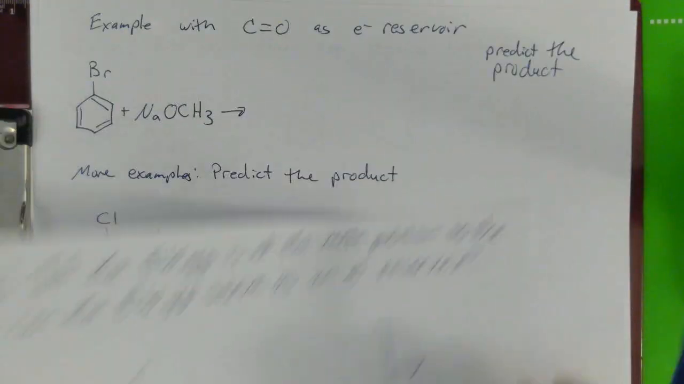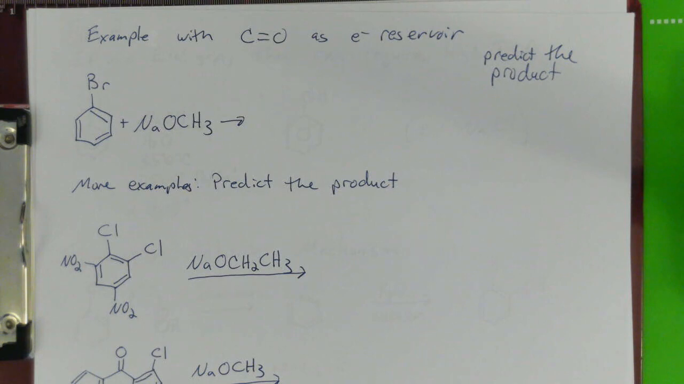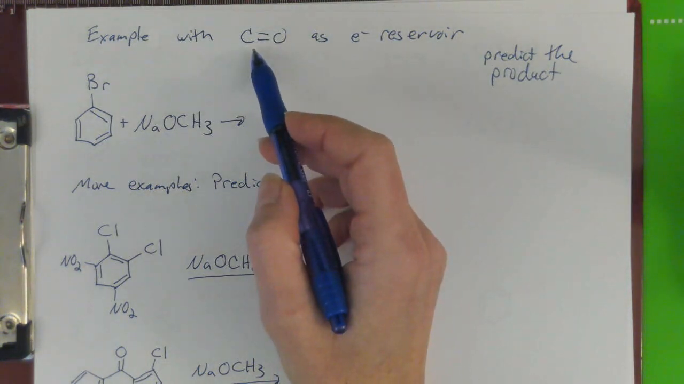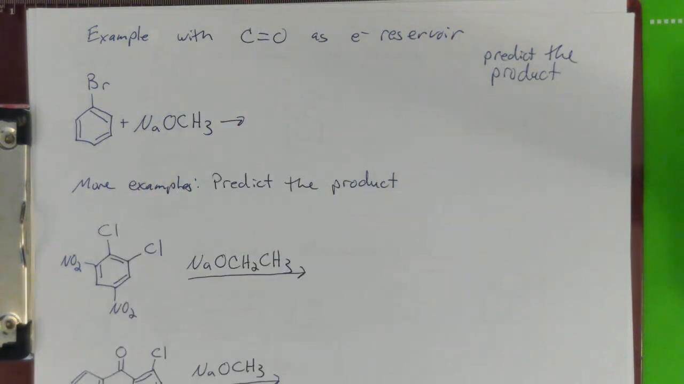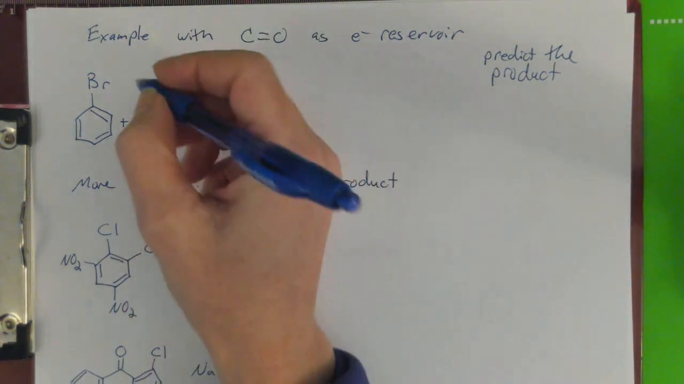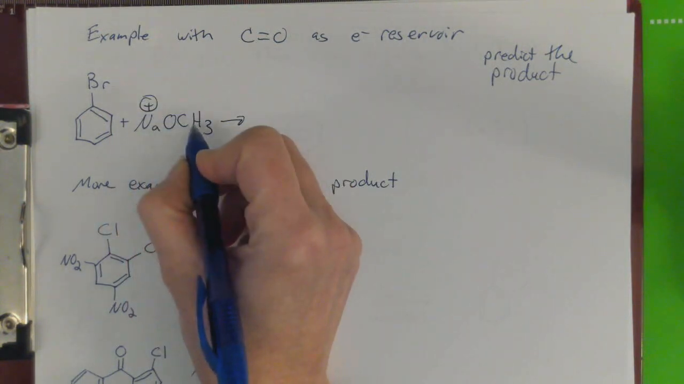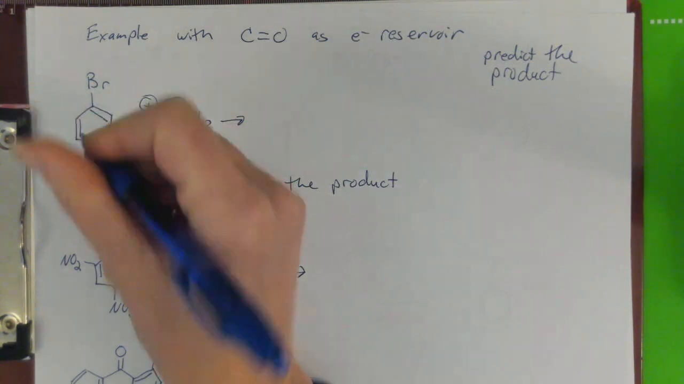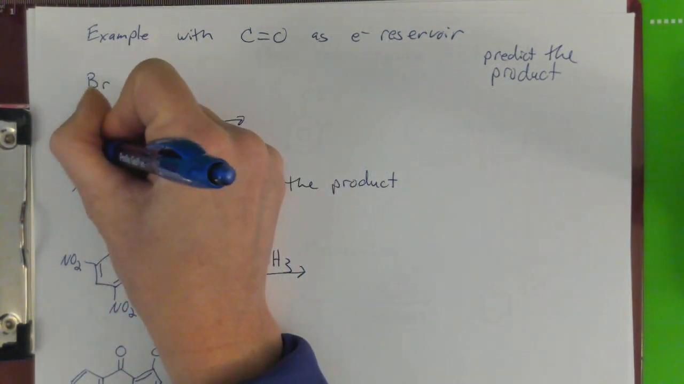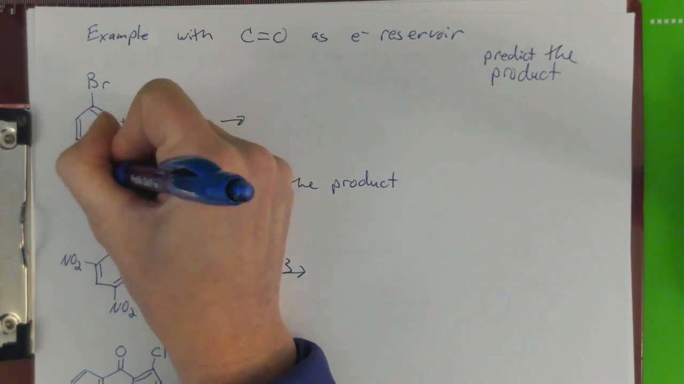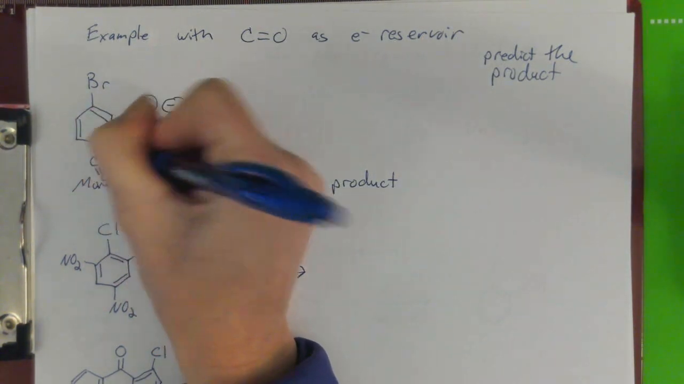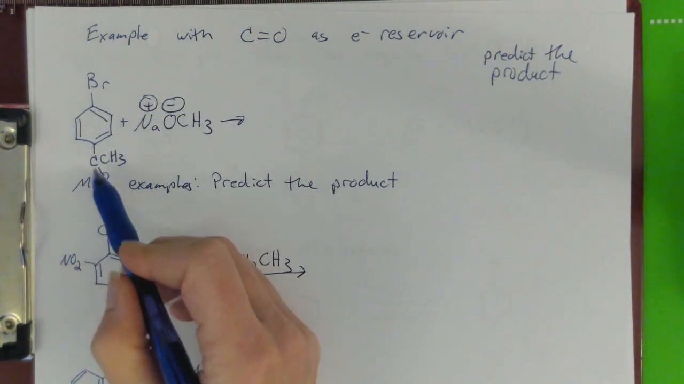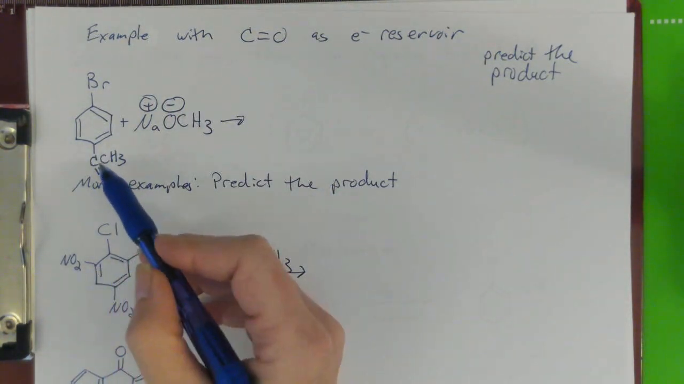And let's move on. Let's look at an example now of a different electron reservoir than what we've seen so far. We've been looking at nitro groups. Let's take a look at a carbonyl group. I'll give you a different nucleophile: sodium methoxide is our nucleophile here. And I'm going to put on a carbonyl group, something like this. So I have a carbonyl carbon directly bonded there, and this is at the para position.